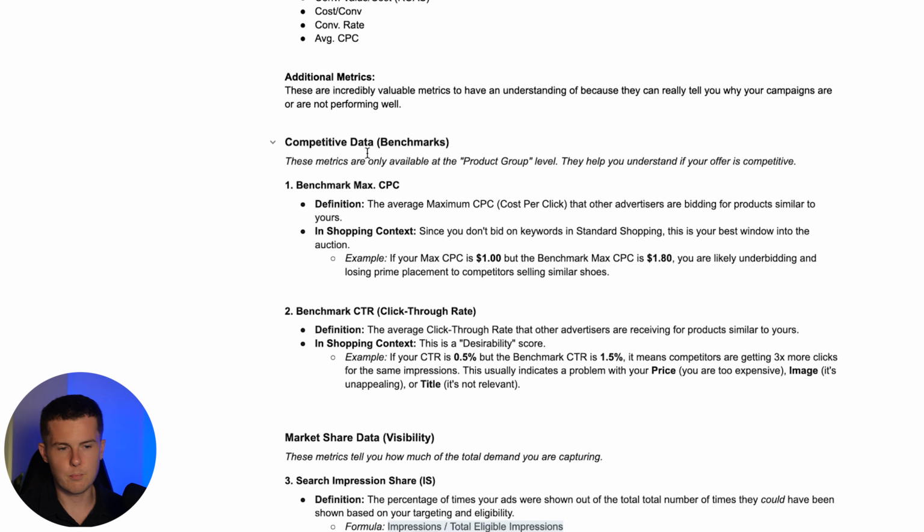So you have two benchmark metrics. The first is your benchmark max CPC. Now, some of these you'll have to go into columns and actually manually add them. They won't be there by default. But your benchmark max CPC is the average maximum cost per click that other advertisers are paying in your auction for similar products. So if you find, for example, that your benchmark CPC is $2, but you're only bidding $1, well, then you know that you're not bidding at the level of, say, your top competitors who are advertising similar products. So you're likely underbidding, you're likely missing out on traffic. It could be a reason for that, but it is good knowledge to have what other people are generally paying.